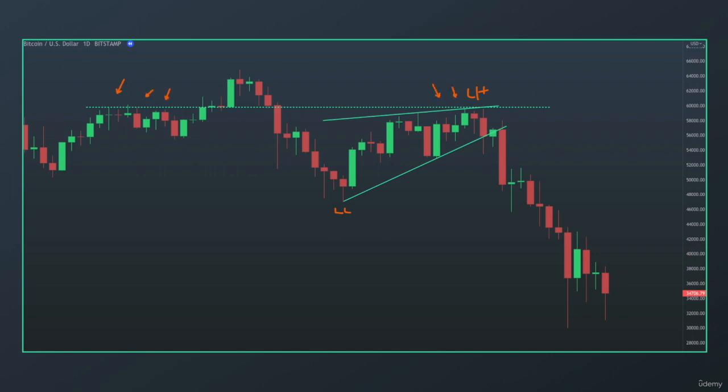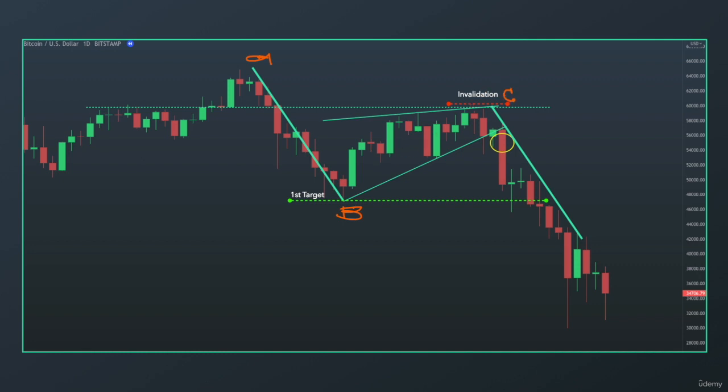Okay, so if we want to trade this, we will wait for a confirmation, a breakdown, and then invalidation above the high. For our first target, recent support, and then second target is a measured move from point A to point B plotted at the end of correction, so point C to point D. So this is our second target.